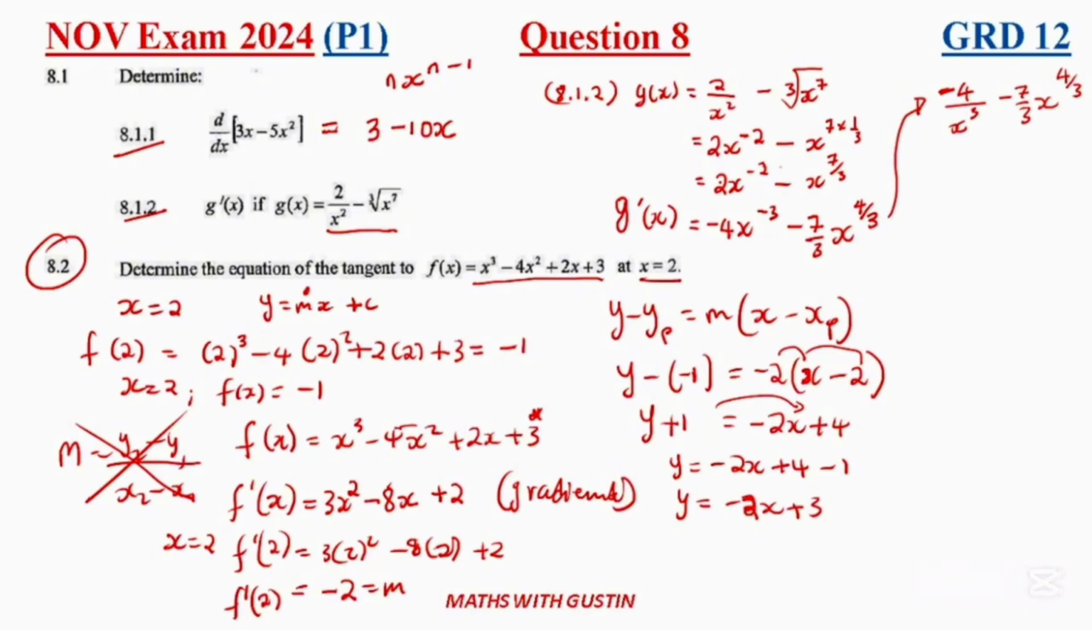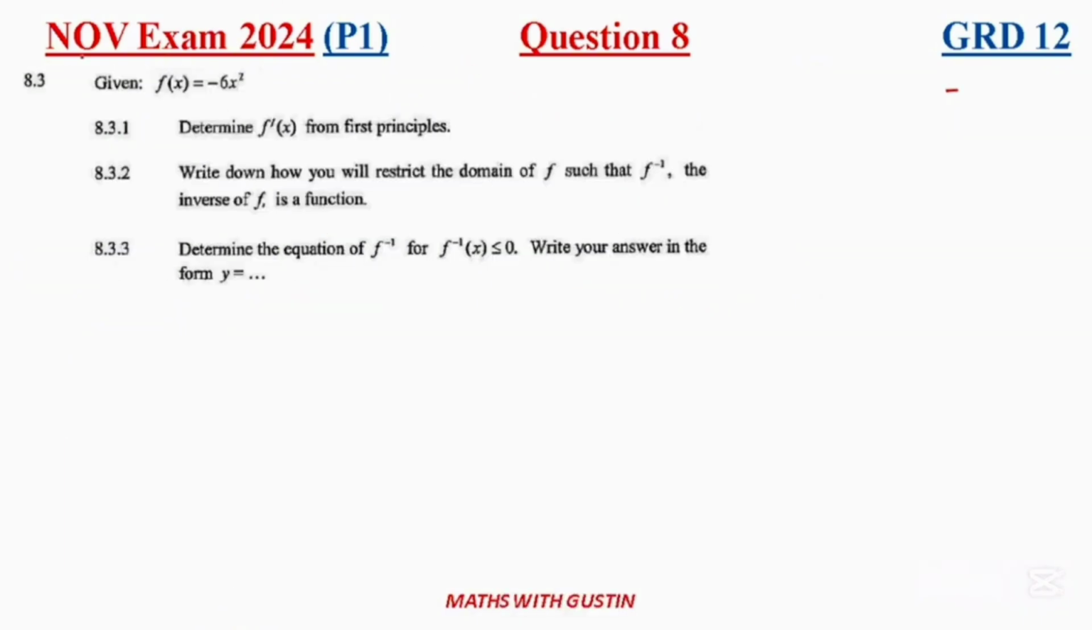8.3. 8.3, there you go. 8.3 says here, if you're given this function, determine f prime of x from first principles. Okay, so now they're saying if they've given us that, we need to determine it from first principles, which is 8.3.